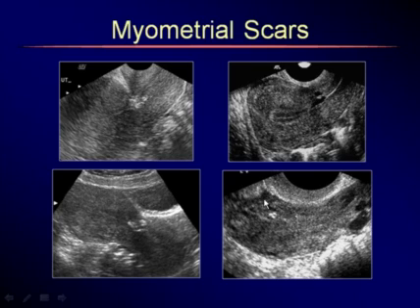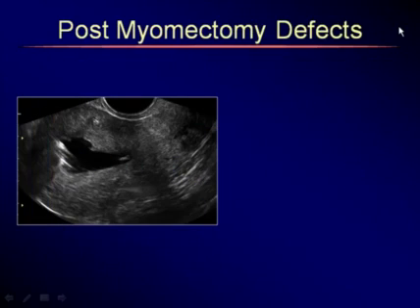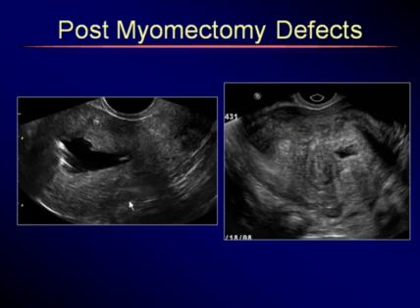Here is another myometrial scar. This woman had a myomectomy, had a hysteroscopic removal of a fibroid, and a small little scar calcified in her uterus. Here's a sonohysterogram that shows us filling of a myomectomy defect, almost a diverticulum that comes off of the endometrial cavity. This has been described in the literature.